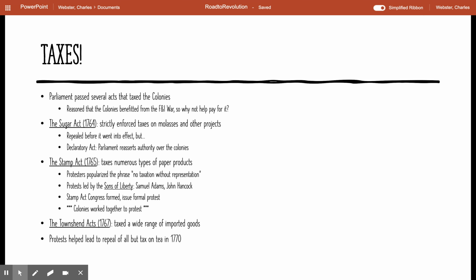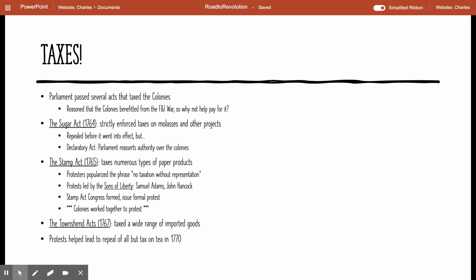So anyway, there were protests against the Stamp Act, and they were organized in large part by a group called the Sons of Liberty, as you can see on the slide. And this group was led by folks like Samuel Adams and John Hancock up in Massachusetts, and they helped form something called the Stamp Act Congress. And this organization issued a formal protest to Parliament, complaining against the Stamp Act, saying it was unjust to pass a tax when the colonists had no voice in Parliament. And here again, you have the colonies working together to protest an action by the British government.